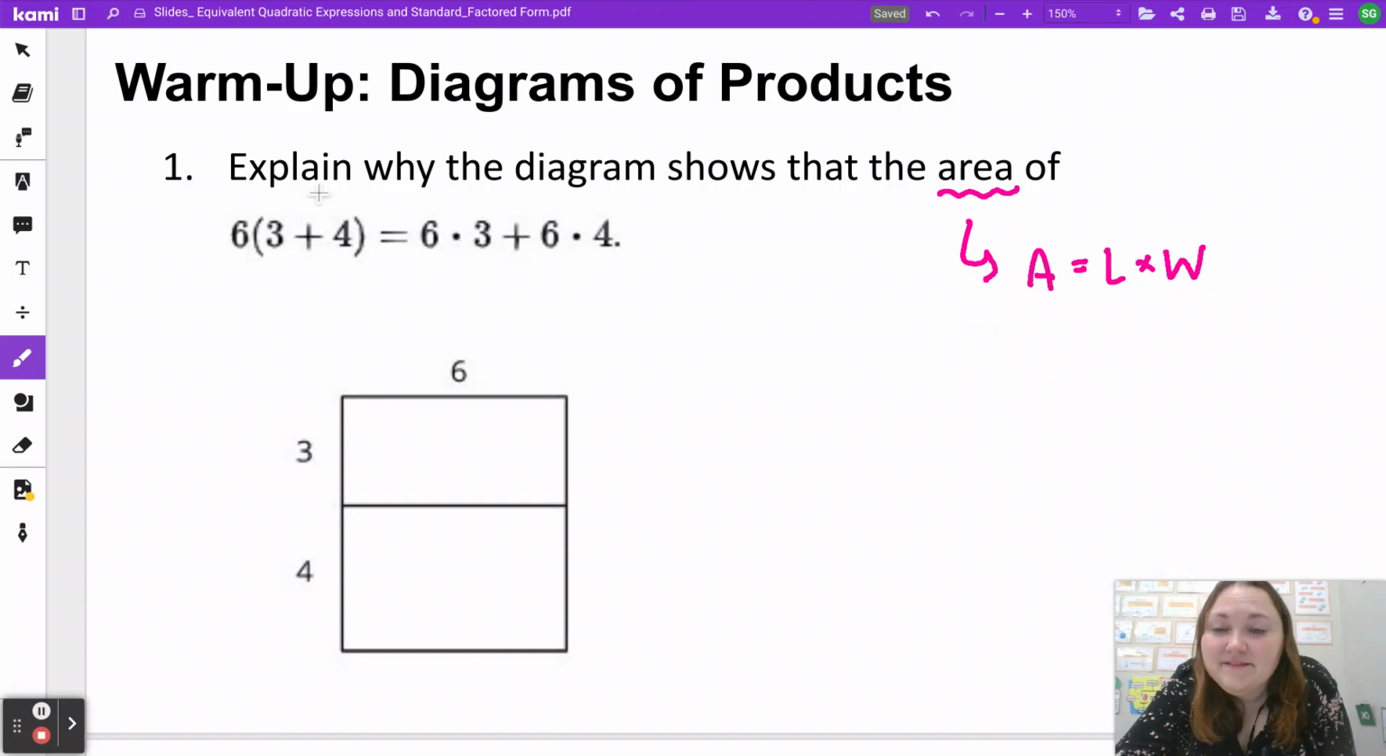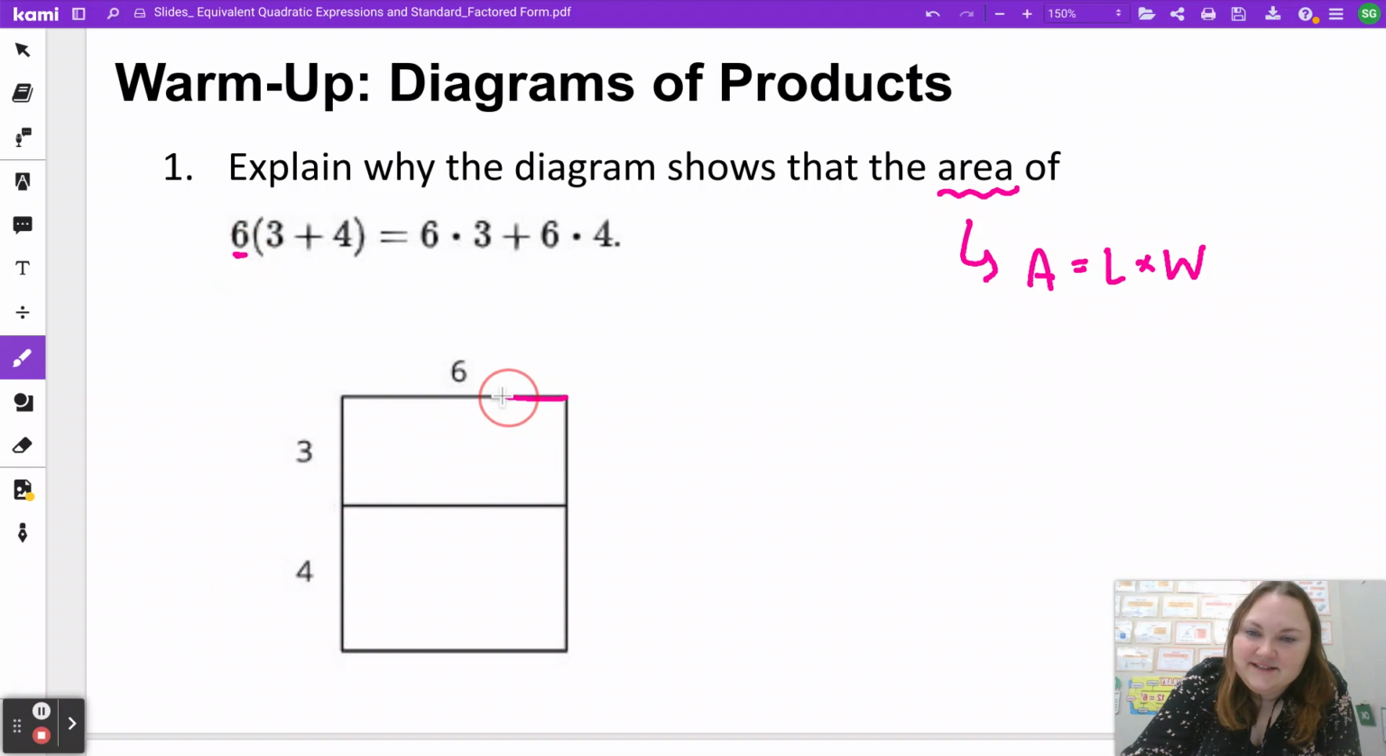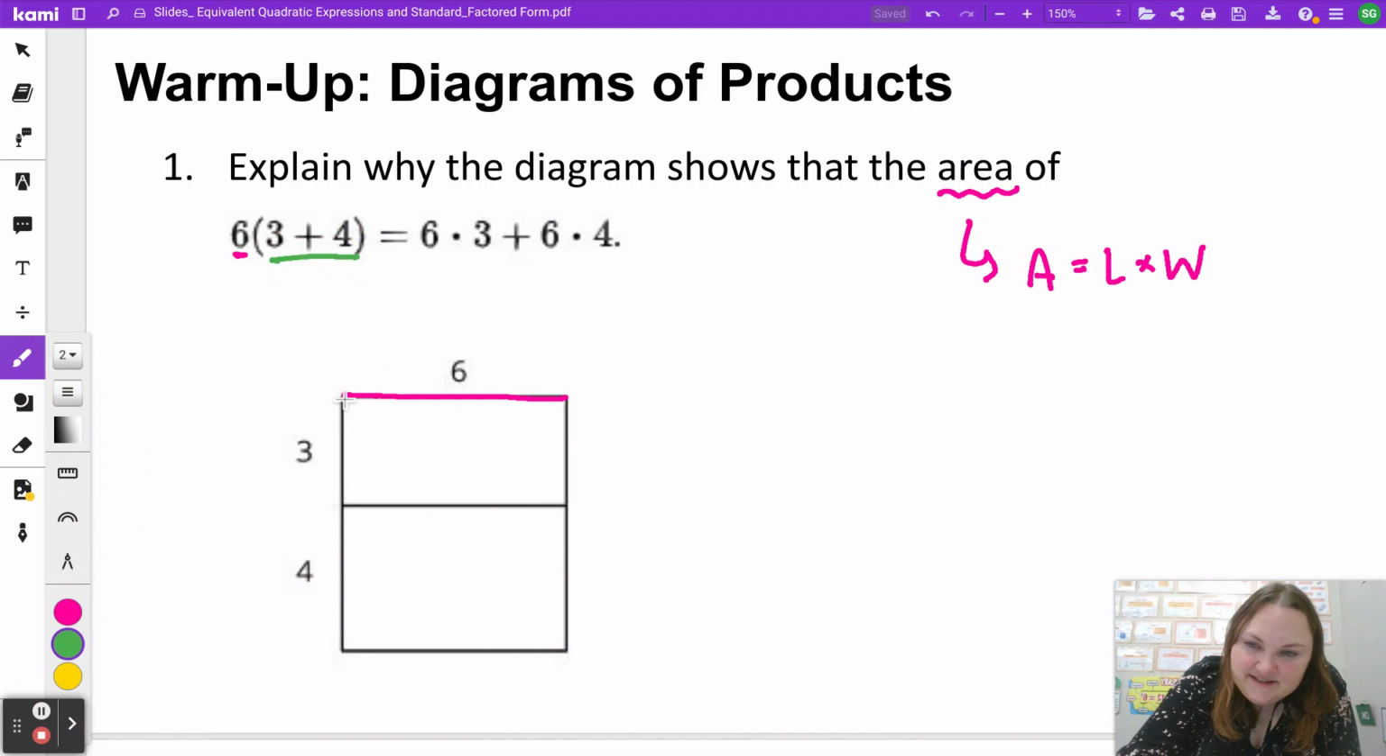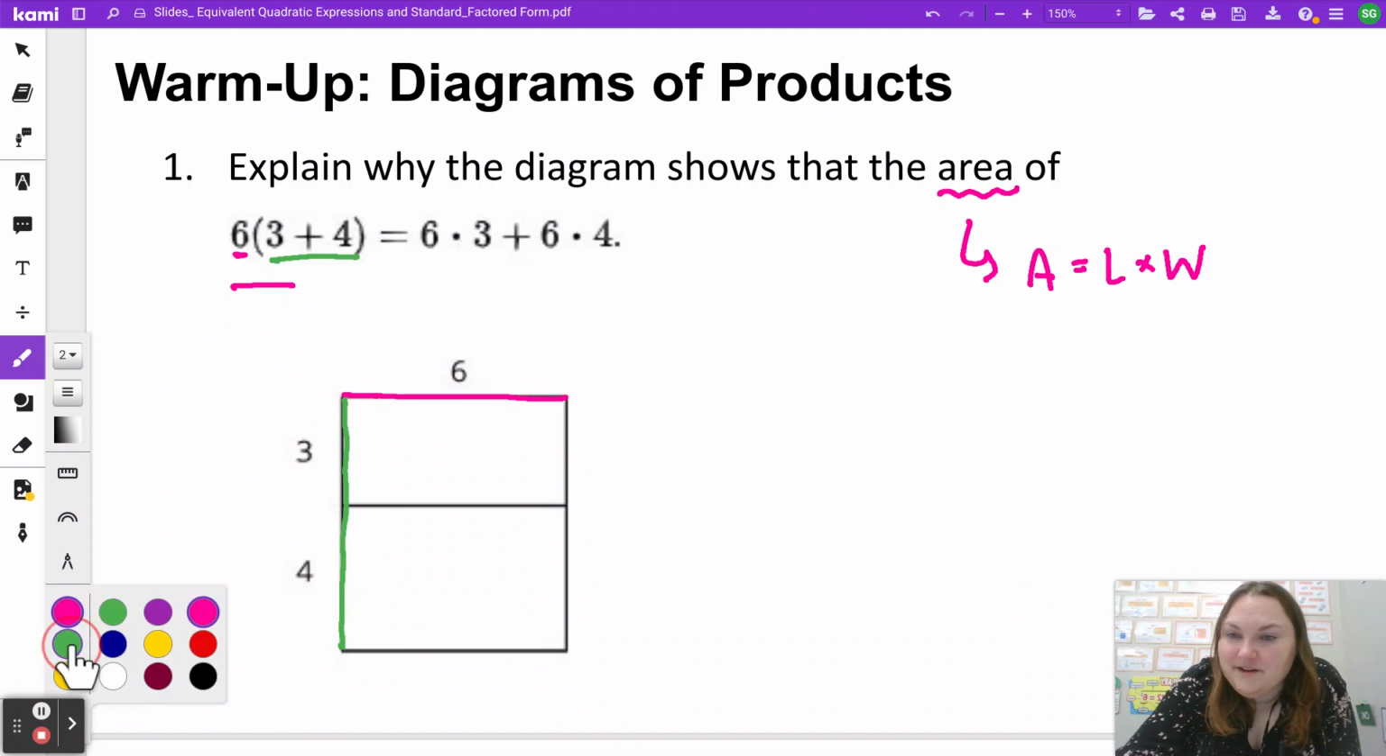So on this left side here, it's showing that in order to find the area of the rectangle, we would need to take 6, which is this length right here, times 3 plus 4. 3 plus 4 is going to represent this length right here. To get that total length, I would add 3 and 4 together. And so this one right here is just calculating the area based on what we know about length times width. It's finding that whole space right there.